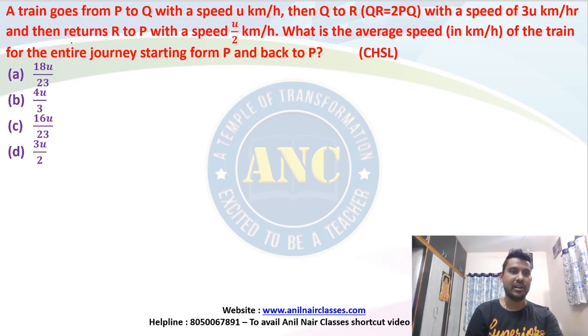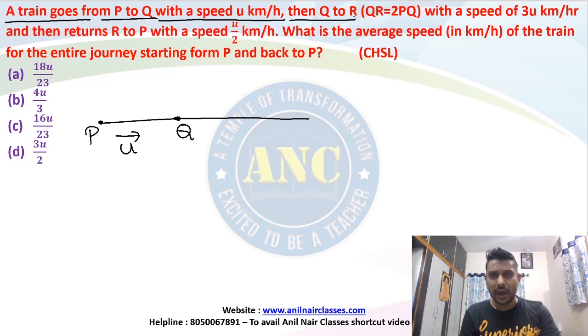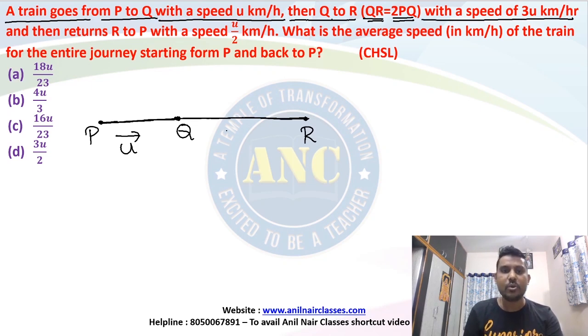Next question. The question says, a train goes from P to Q with a speed of u kilometers per hour. Let me write the diagram. There is a train traveling from P to Q at u kilometers per hour. Then it travels from Q to R, and it is also given that QR is 2 times PQ. That means whatever the distance of PQ, QR will be 2 times that. From Q to R, it travels at a speed of 3u kilometers per hour.